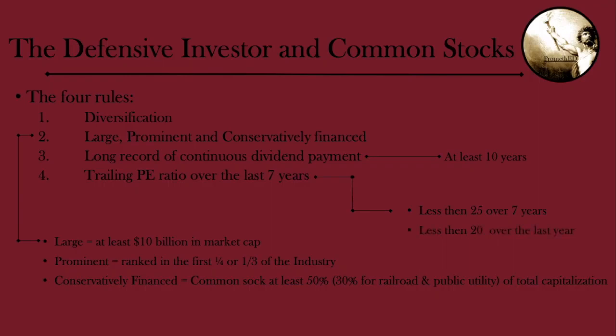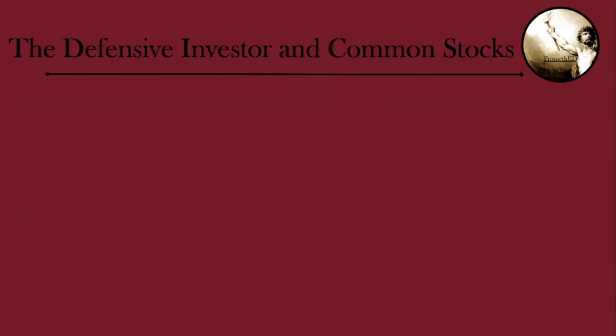However, such a restriction would eliminate basically all most popular companies from the defensive investor's portfolio. To be more specific, such a criterion would eliminate all growth stocks from the defensive investor's portfolio. Therefore, Benjamin Graham decides to discuss a little bit more on why including the fourth rule within the defensive investor strategy. So first, let's give a definition of what a growth stock is.